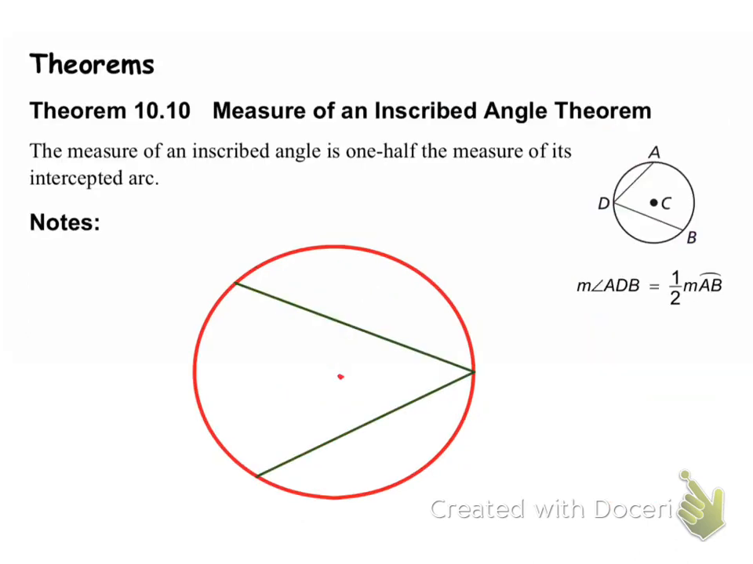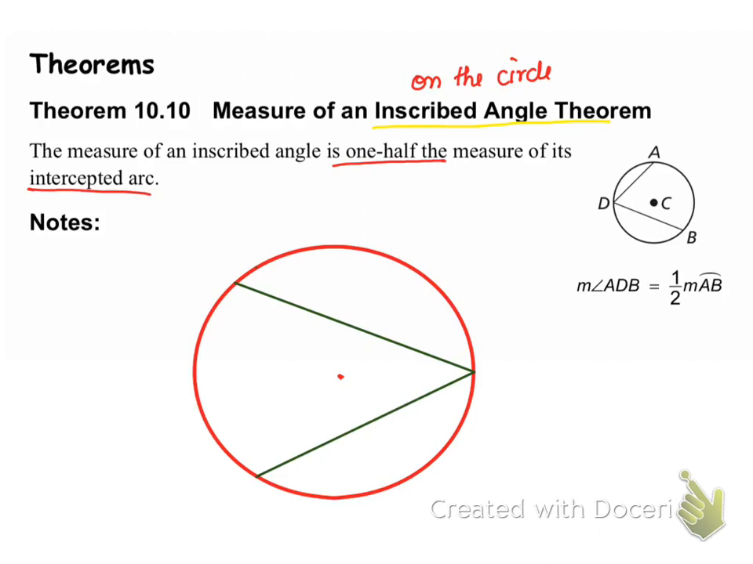The first theorem of this section is the measure of an inscribed angle theorem. Keep in mind what I told you: an inscribed angle is always on the circle. It's not going to be at the center or anywhere else. So it is always 1/2 of the measure of its intercepted arc.